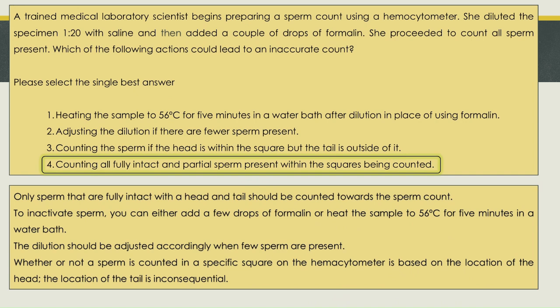The correct answer. Only sperm that are fully intact with a head and tail should be counted towards the sperm count. To inactivate sperm, you can either add a few drops of formalin or heat the sample to 56 degrees Celsius for 5 minutes in a water bath. The dilution should be adjusted accordingly when few sperm are present. Whether or not a sperm is counted in a specific square on the hemocytometer is based on the location of the head; the location of the tail is inconsequential.